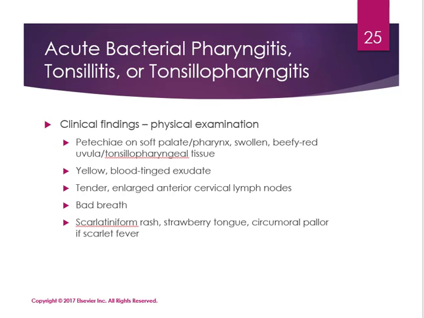Physical exam could indicate some petechiae on the soft palate. The tonsils and the uvula are beefy red. There's edema noted. Drainage may be yellow and blood tinged. Lymph nodes may be tender, bad breath. A scarlatiniform rash can appear, and it's that diffuse redness of the skin with small papules. There could be a strawberry tongue.